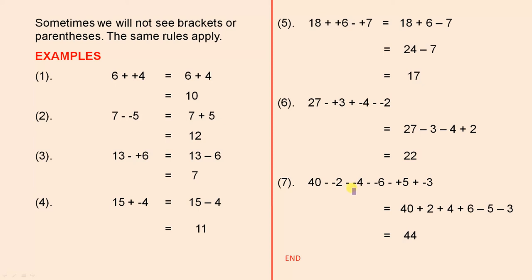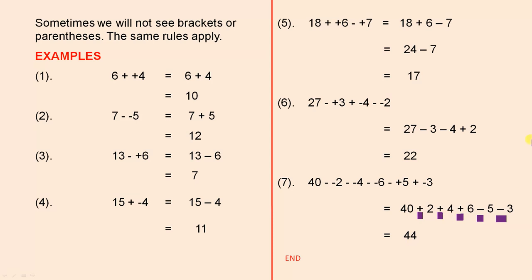And for the last one, two like signs give us plus, that plus there. Two like signs give us a plus. Two unlike signs give us a minus. And two unlike signs give us a minus. So when we go through carefully and we simplify all that, we get 44 as the answer.